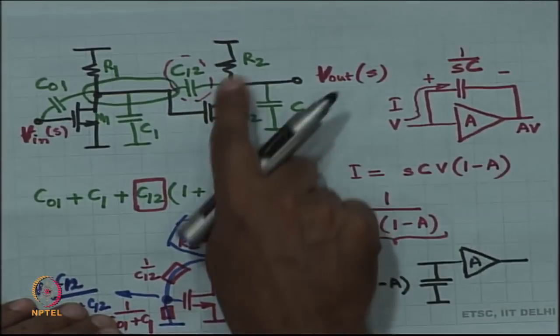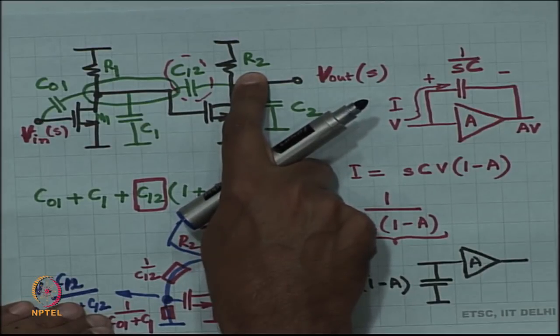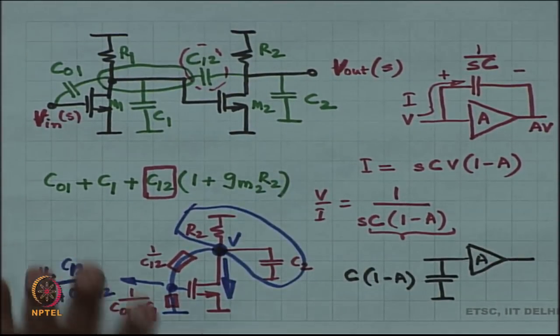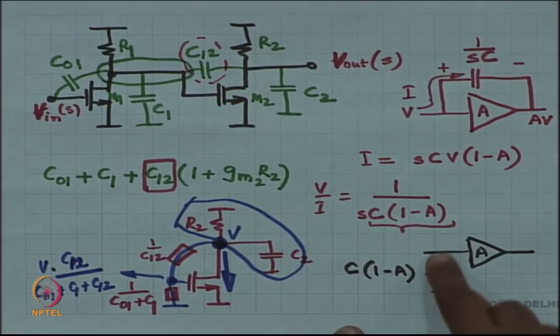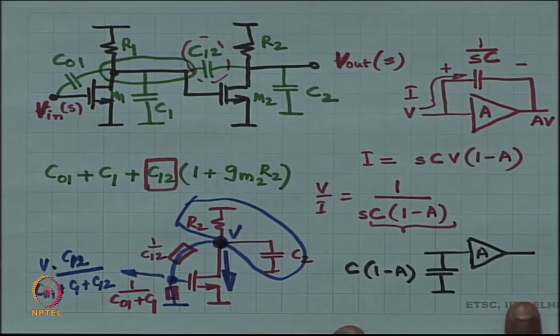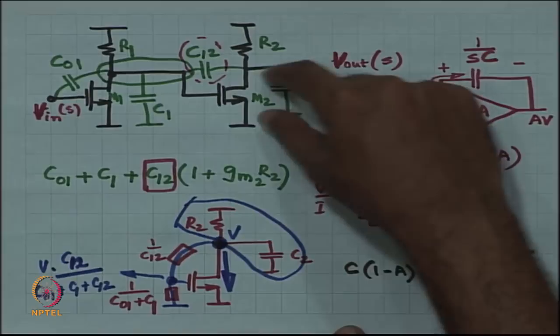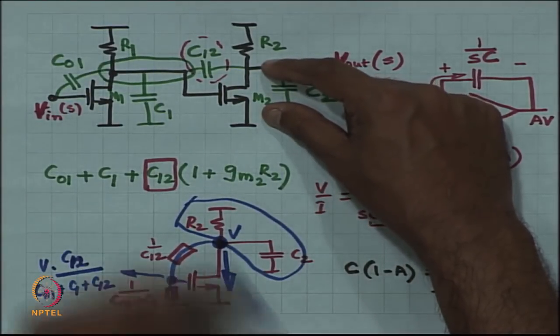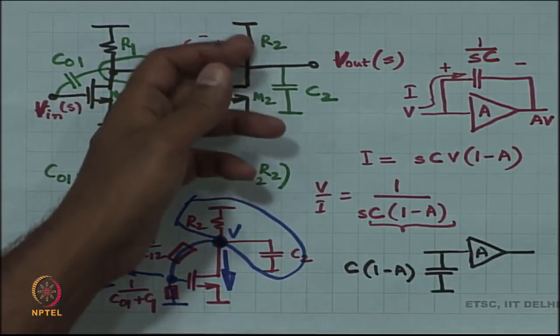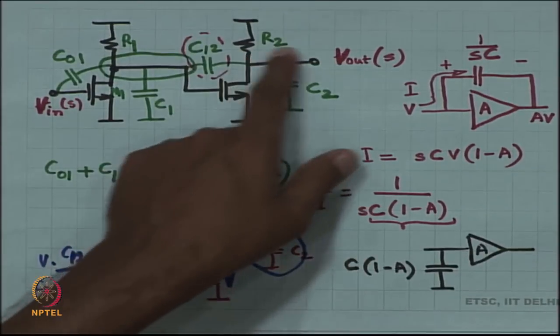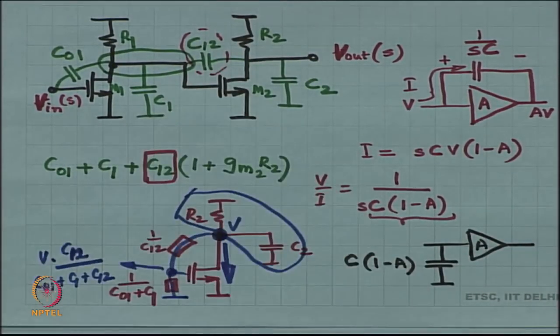The resistance is not R2. This is the commonest mistake that you are going to make. When you do the Miller, you are going to split up Miller on one side like this, on the other side as 1 minus 1 by A, and then you are going to add that capacitance over here, open up C12 altogether, and then say that R2 is the resistance and the capacitance is C2 plus the Miller capacitance. That is the mistake.